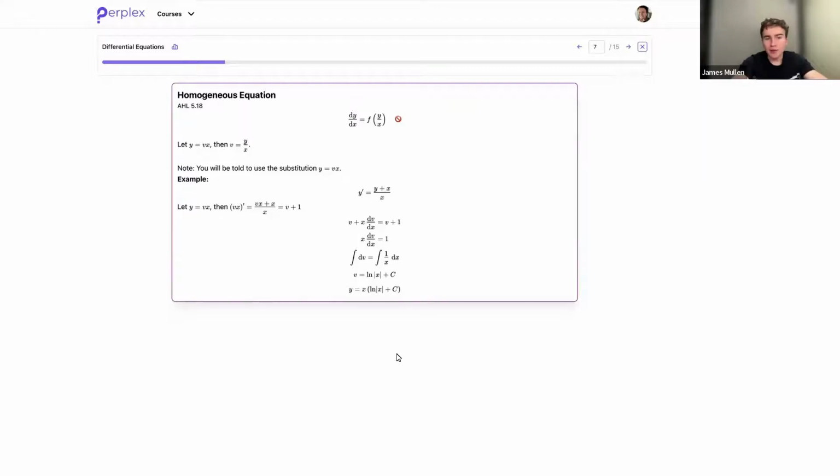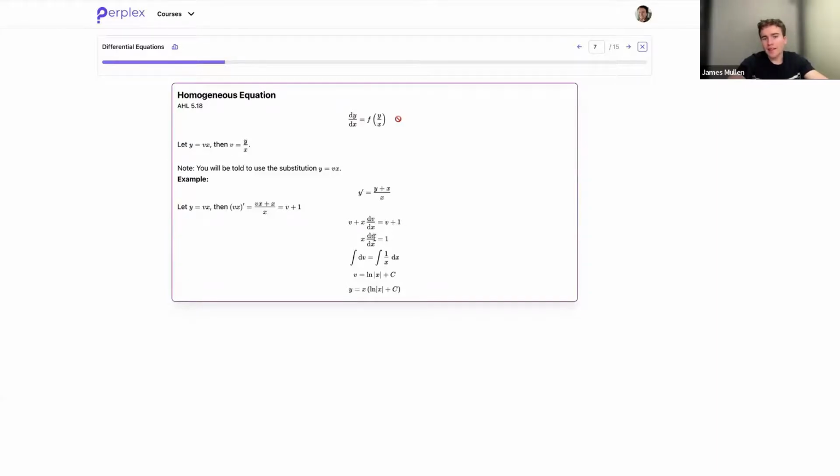And when I have vx, if I differentiate that, I'm going to get vx prime is equal to vx plus x over x, because y prime is equal to y plus x over x, so I replace y with vx. And that's equal to v plus 1. Now what I do with this vx prime, the derivative of vx, is I use the product rule to differentiate that. I get v times the derivative of x, which is 1, so just v, plus x times the derivative of v, so x dv by dx, and that's equal to v plus 1.